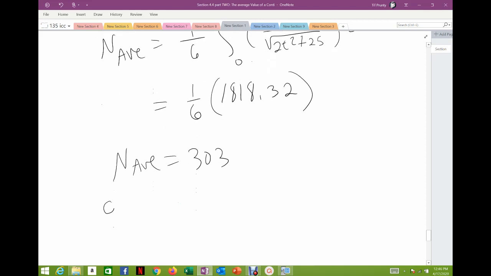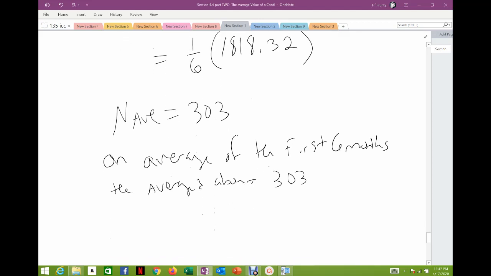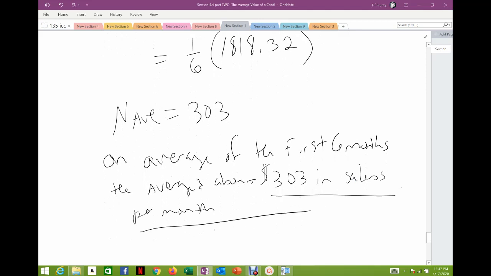So again, on average, over the first 6 months, they averaged about 303. Didn't give me units, but I'm assuming it's in dollars. In sales per month. All right, that would be on average. Now, some months they might have gotten more than that, some months they might have got less than that, but when it averaged out, there was about $303 in sales per month for the first 6 months.